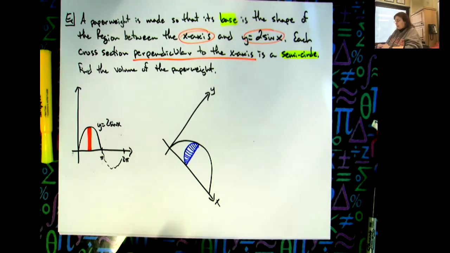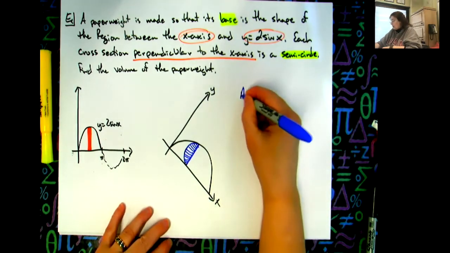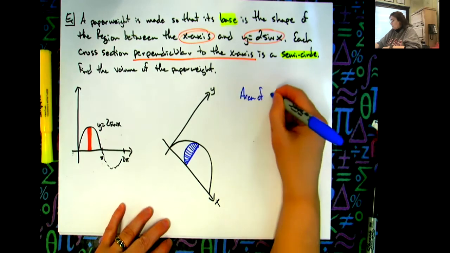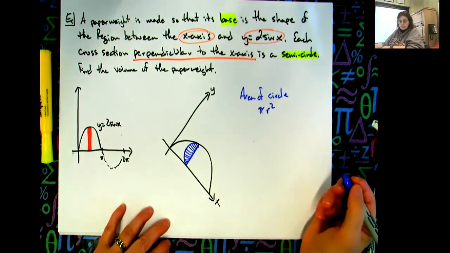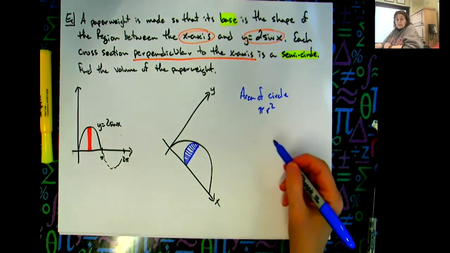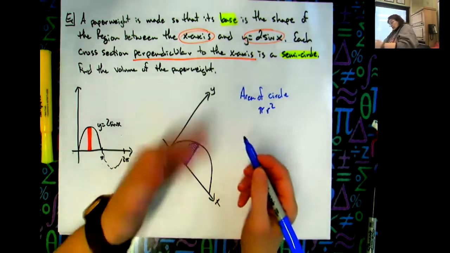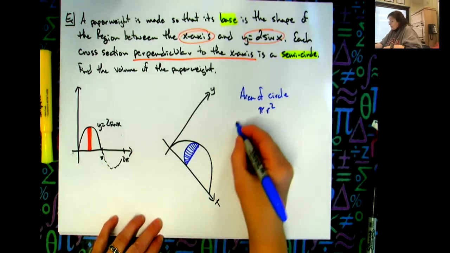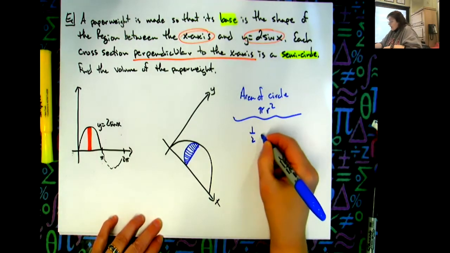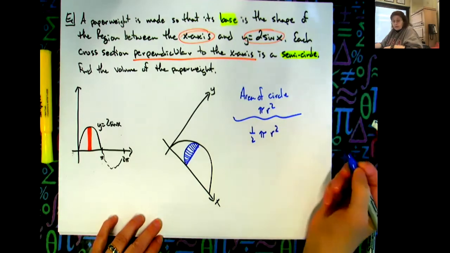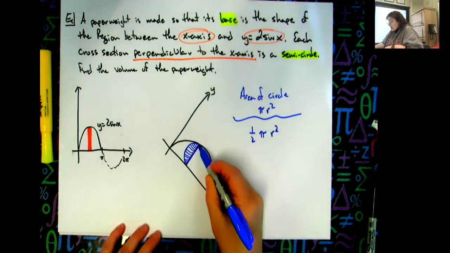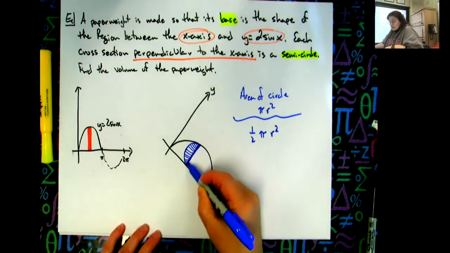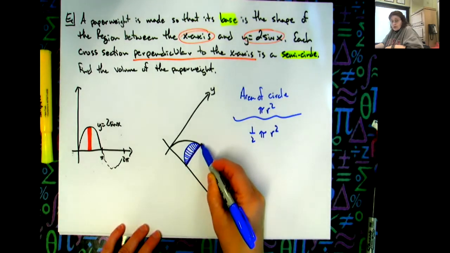All right, so let's just talk about the area of a circle, okay? What is that? That's pi r squared, right? I only want half of this because this cross section is a semicircle, so I'm going to do 1/2 pi r squared. Now the distance that I'm going to know is this one right here, which is the diameter of my cross section.